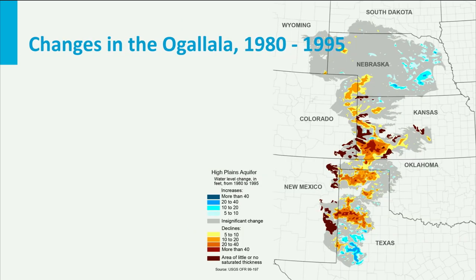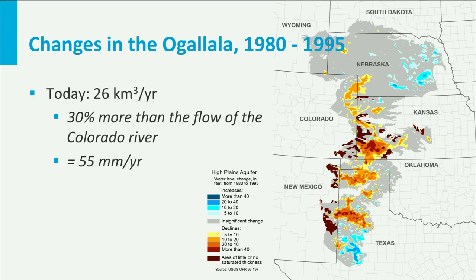Groundwater pumping for agriculture started in the 1940s. Today, about 26 cubic kilometers per year is pumped from the Ogallala aquifer, about 30% more than the natural flow of the Colorado River. This is the equivalent of 55 millimeters per year over the complete aquifer. The high plains are relatively dry, so in most places, recharge is much less than the amount of water extracted.